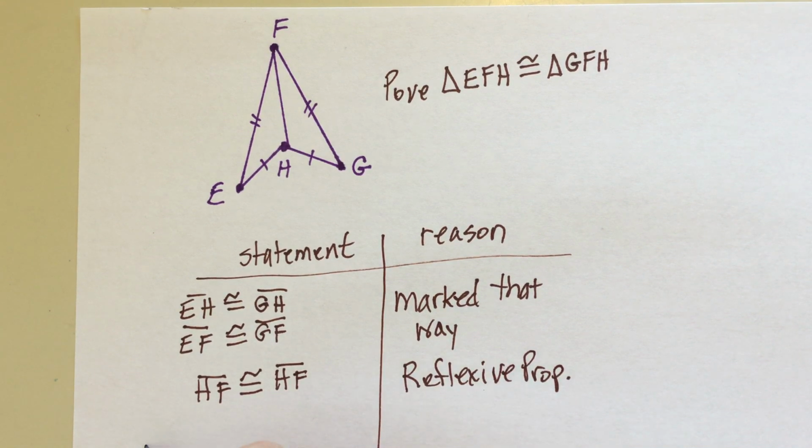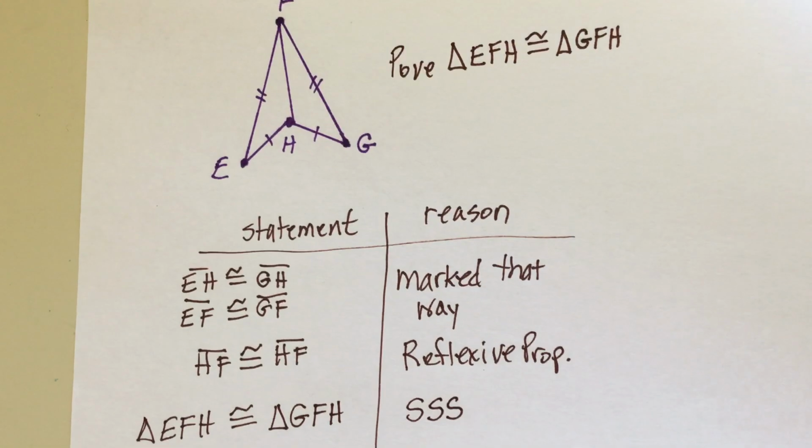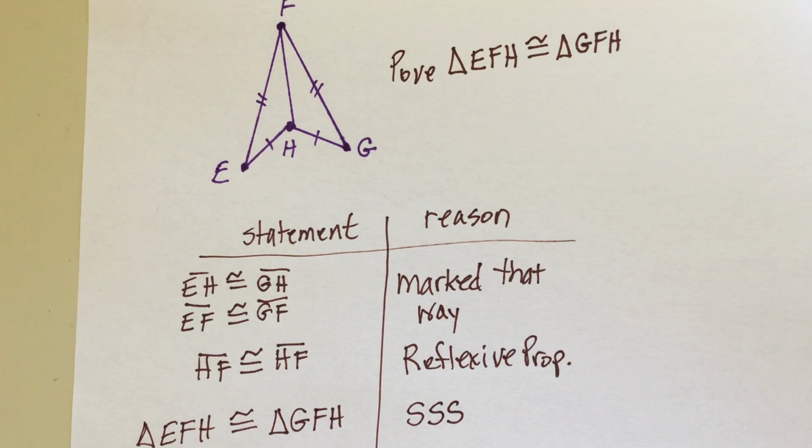Therefore, triangle EFH has to be congruent to triangle GFH because of side-side-side postulate. And when you look at this, there's a lot of abbreviations here. It makes it look confusing, but really it's what we know.